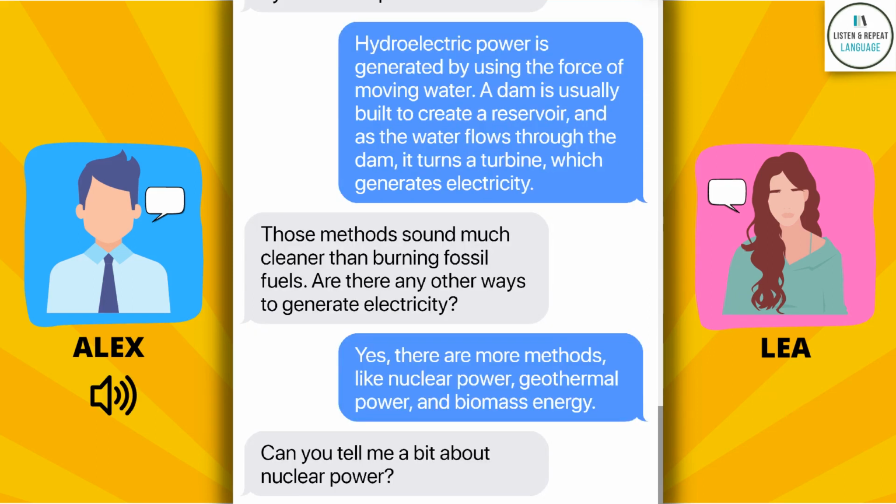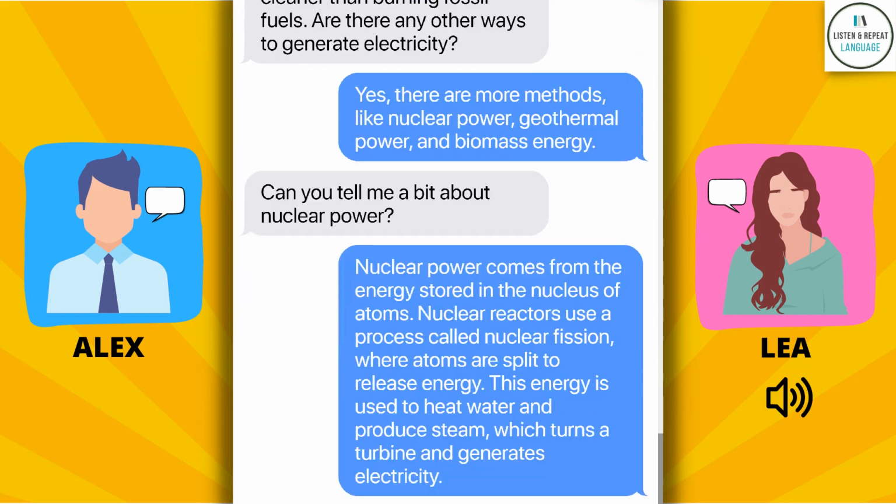Can you tell me a bit about nuclear power? Nuclear power comes from the energy stored in the nucleus of atoms. Nuclear reactors use a process called nuclear fission, where atoms are split to release energy. This energy is used to heat water and produce steam, which turns a turbine and generates electricity.